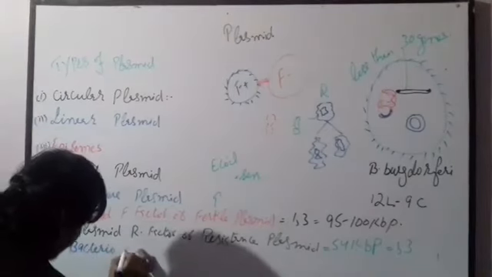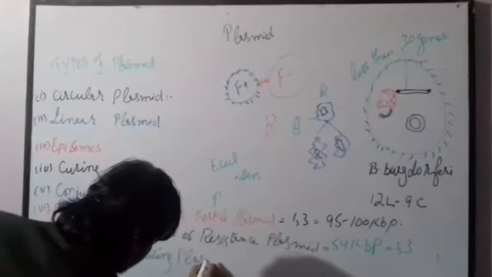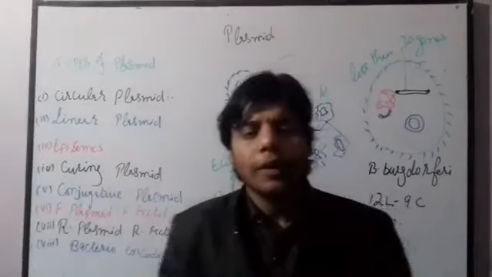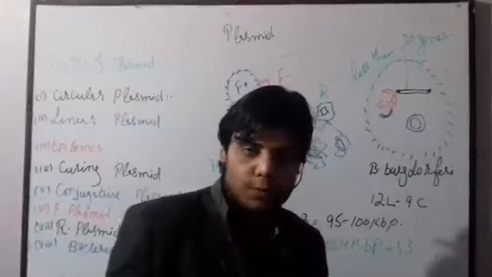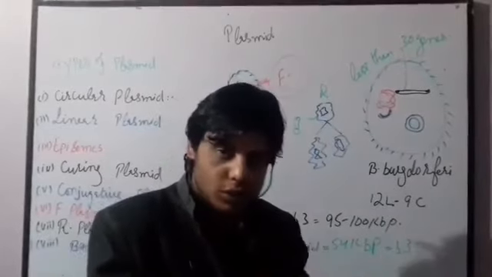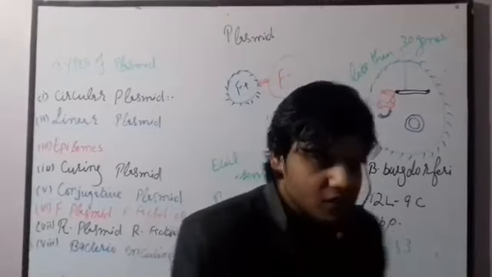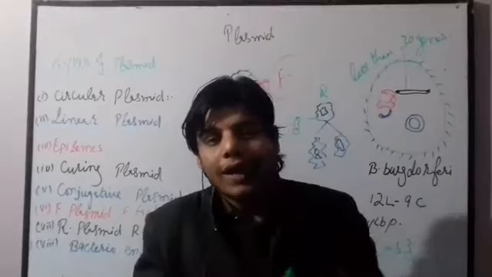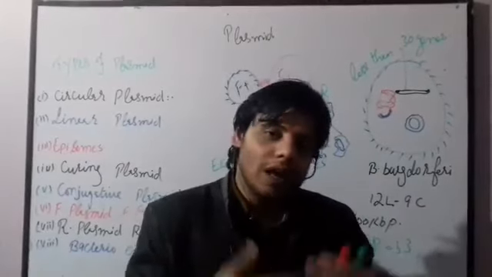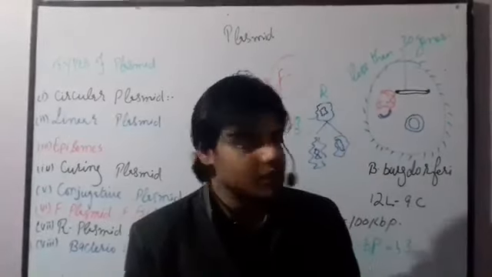Bacteriocin encoding plasmid. Now bacteriocin encoding plasmids are those plasmids which can produce bacteriocin proteins. Okay, so they can produce bacteriocin proteins, and such bacteriocin proteins are actually responsible to kill the other bacteria or to kill the other cells.